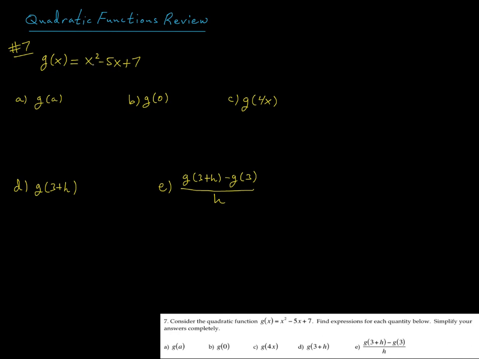Well, if g of x is x squared minus 5x plus 7, g of a then is simply a squared minus 5a plus 7. Or in other words, just replacing x with a, and that's it. All right. How about b, g of 0?